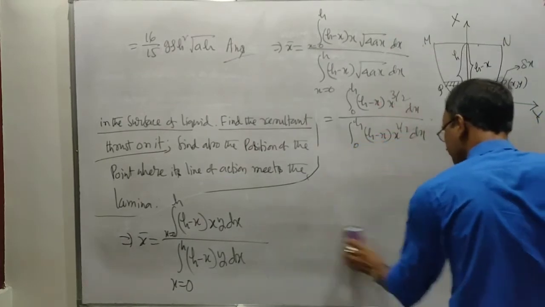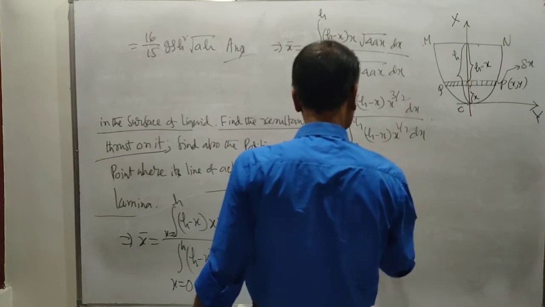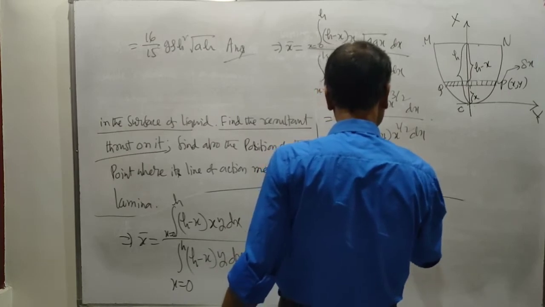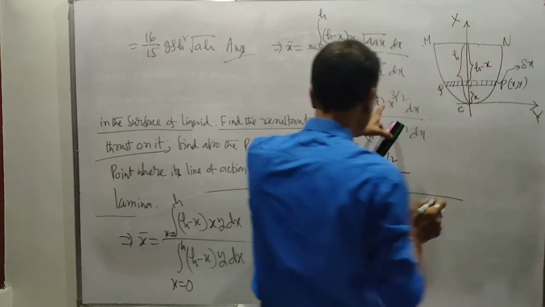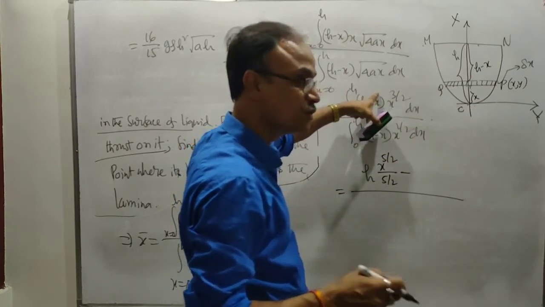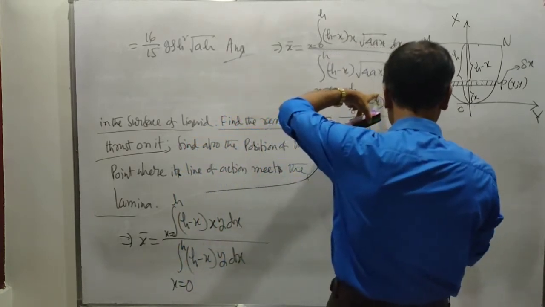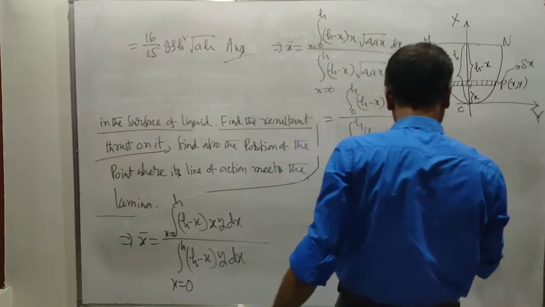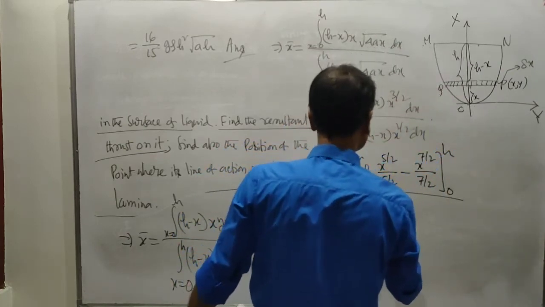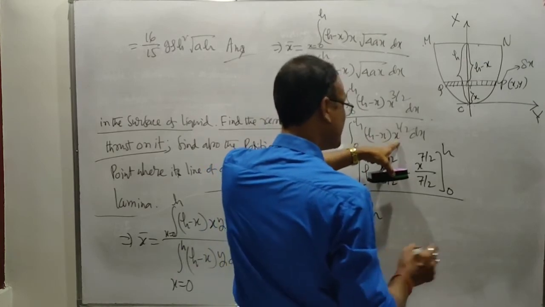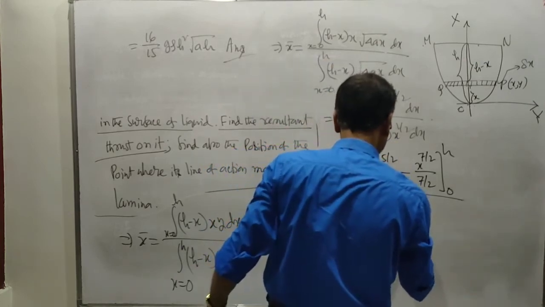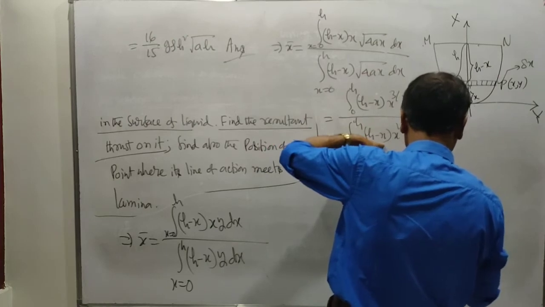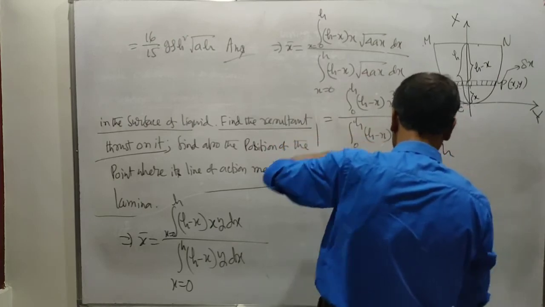This is equal to h times x to the power 5 by 2 divided by 5 by 2, minus x to the power 7 by 2 divided by 7 by 2, from 0 to h, over h times x to the power 3 by 2 divided by 3 by 2, minus x to the power 5 by 2 divided by 5 by 2, after integration. You will get this.